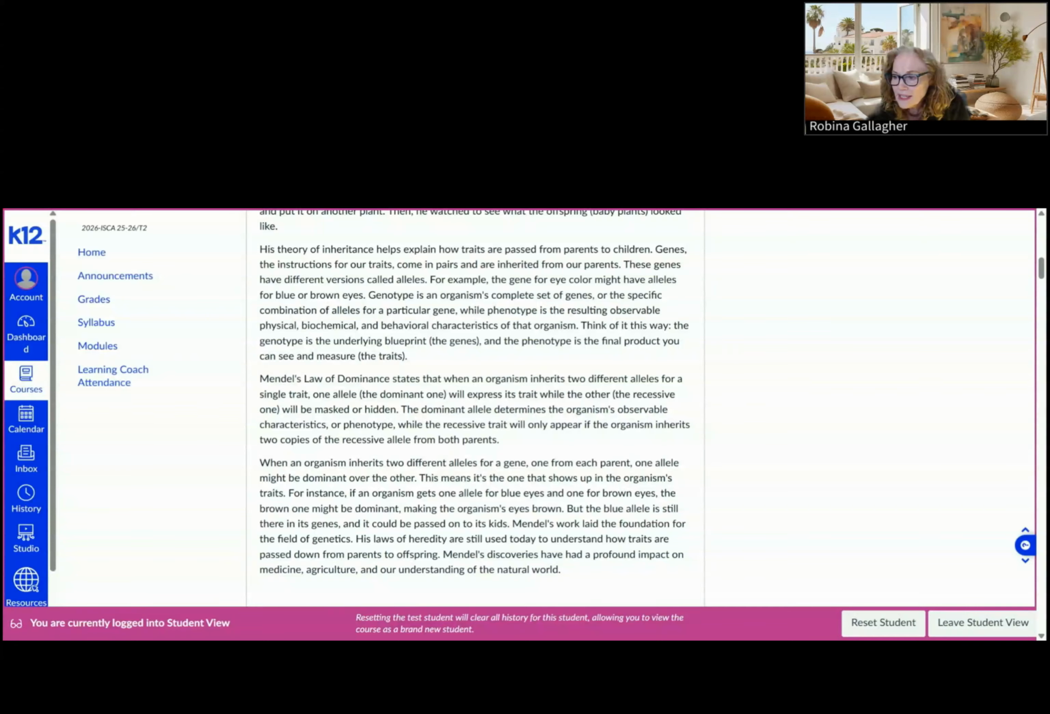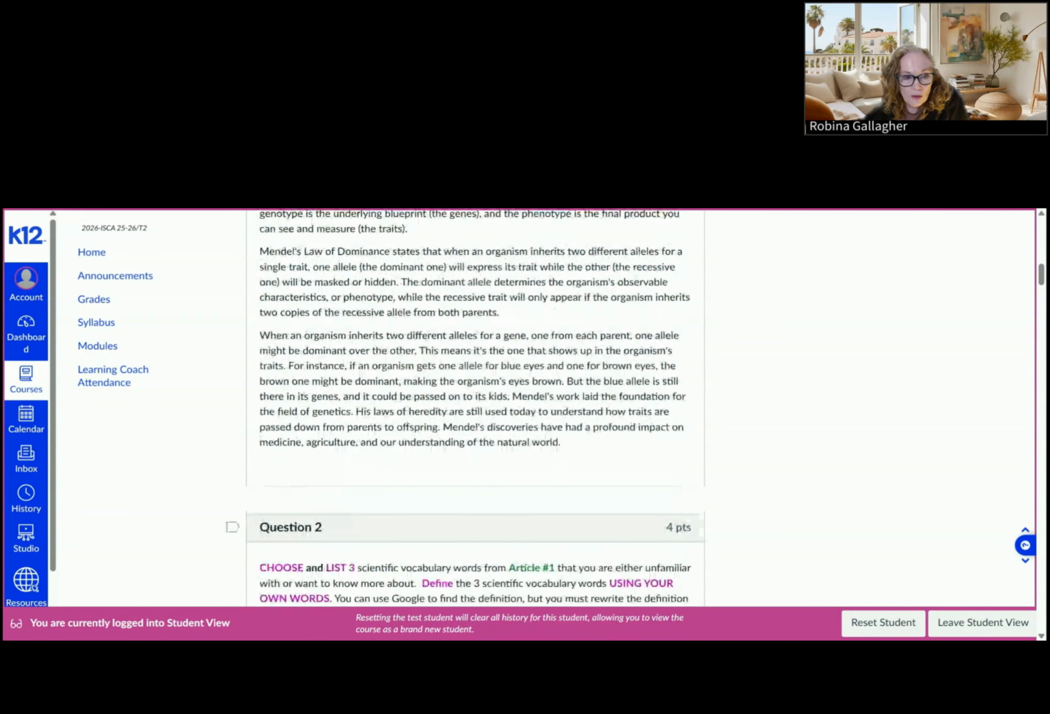Mendel's work laid the foundation for the field of genetics. His laws of heredity are still used today to understand how traits are passed down from parents to offspring. Mendel's discoveries have had a profound impact on medicine, agriculture, and our understanding of the natural world.